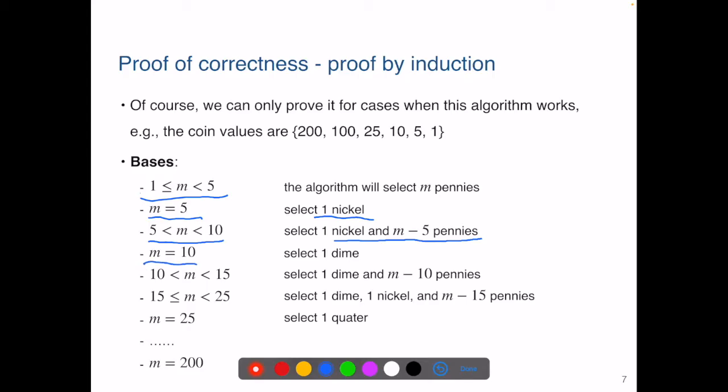When M is 10, we can select 1 dime, and so on. So we'll have a large collection of base cases. Later, you will see why we do this.